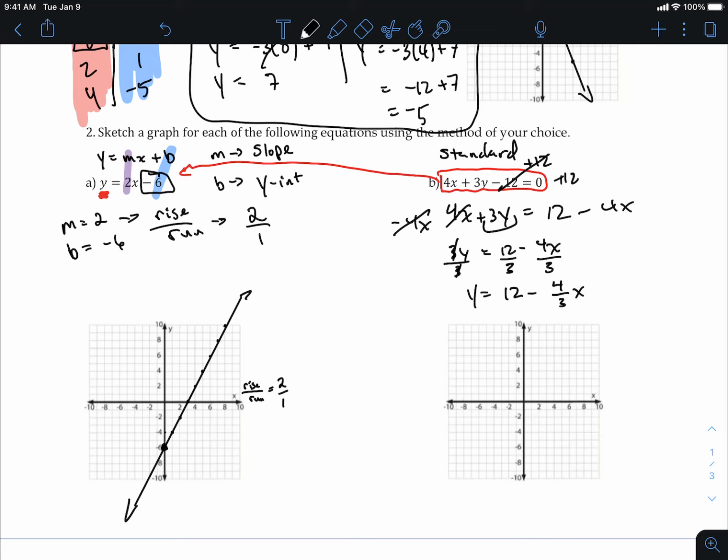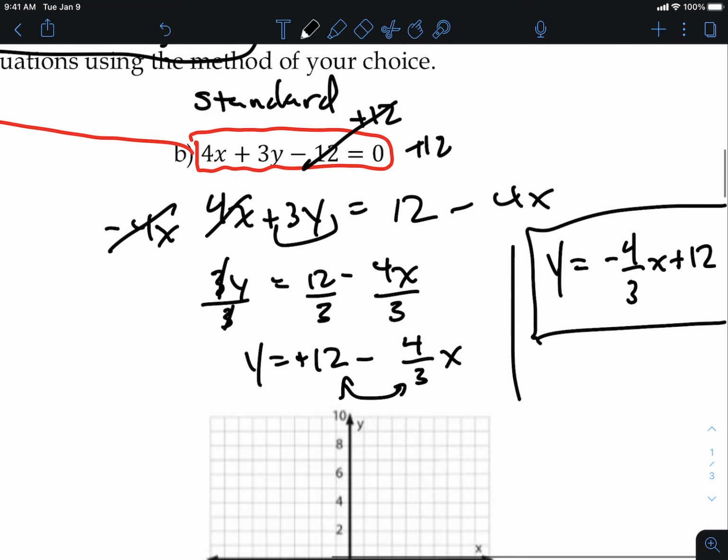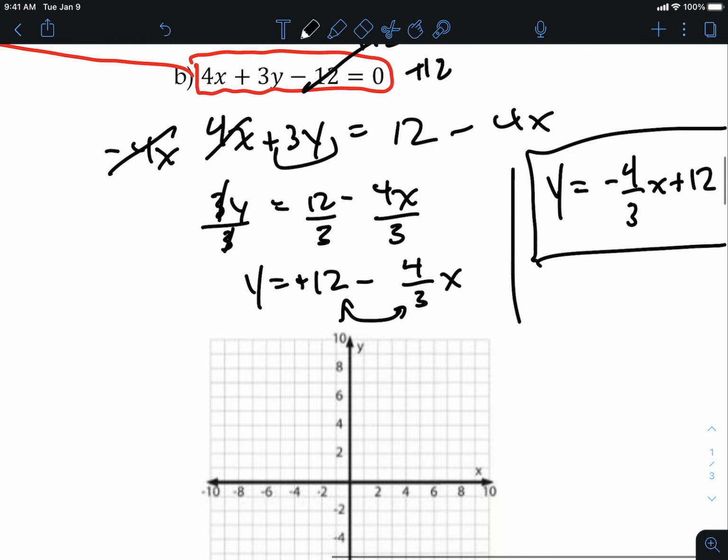Are we there yet? Does it look like the other one? It's a little bit messier, right? What you can do, there's nothing wrong with this. There's a plus sign in front of this 12. Why can't you switch the order of these two things? y equals negative 4 over 3x plus 12. Okay, that looks pretty good, I think.